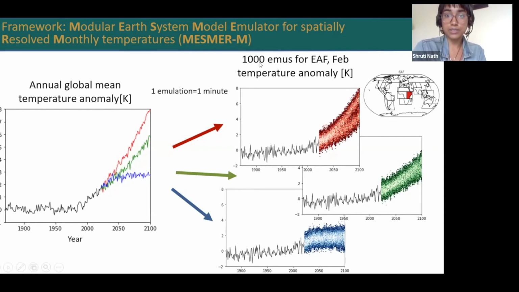So here you can see 1,000 emulations. You can also see that if you account for different models, there is a divergence for the high-end emission scenarios in terms of what temperature anomaly to expect in this region in this month. And you can also, of course, see how it looks across different scenarios, and it takes 1 minute. So that's also quite helpful.